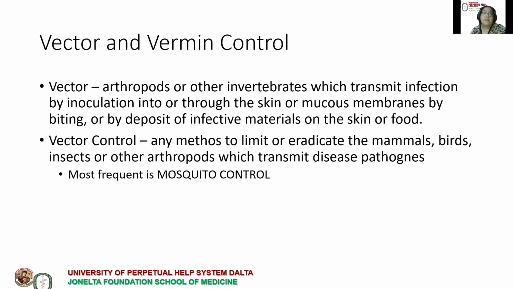Our second topic would be vector and vermin control. So vectors are arthropods or other invertebrates which transmit infection by inoculation into or through the skin or mucous membranes by biting or by deposit of infective materials on the skin or food. Vector control is any method to limit or eradicate the mammals, birds, insects, or other arthropods which transmit disease pathogens, and the most frequent is mosquito control.